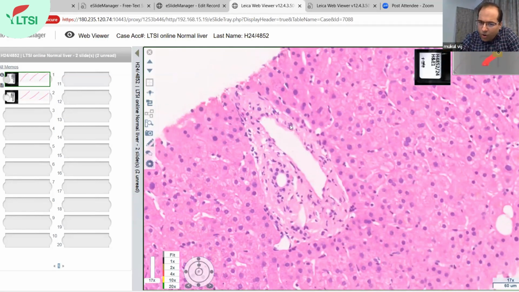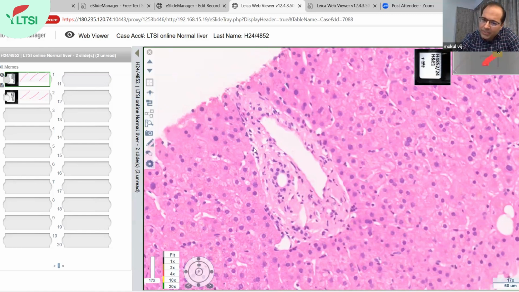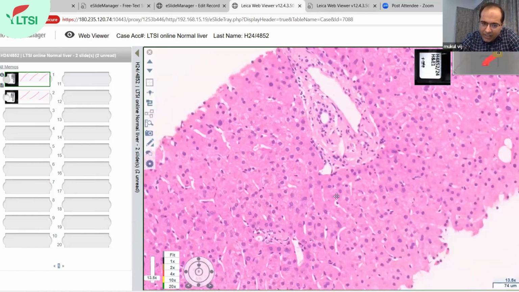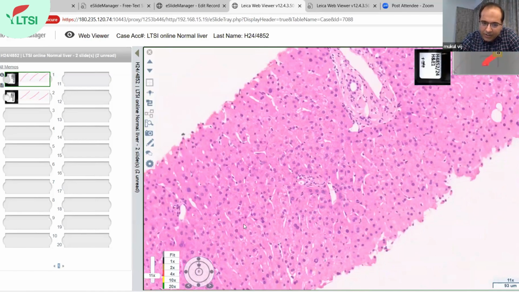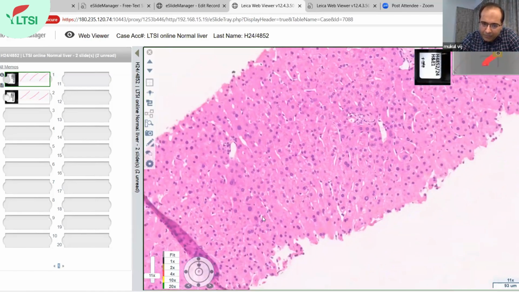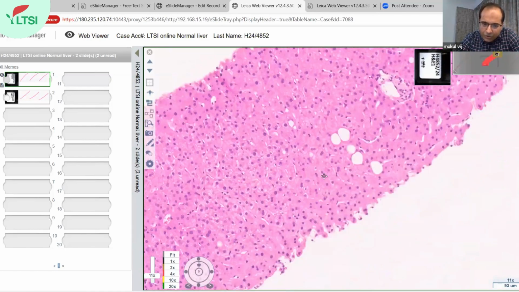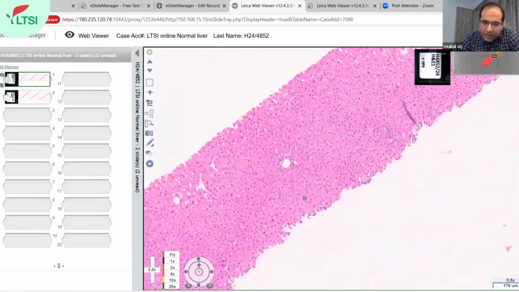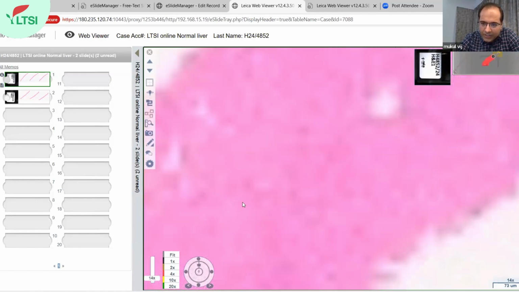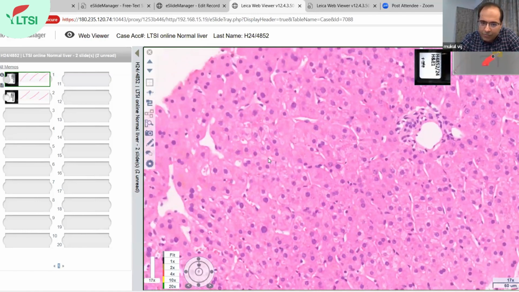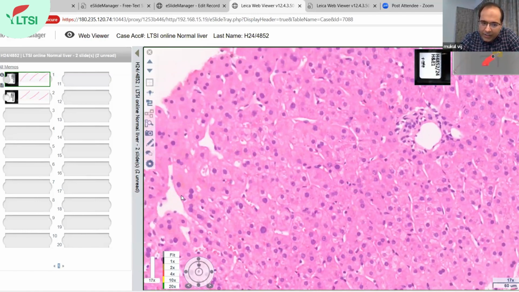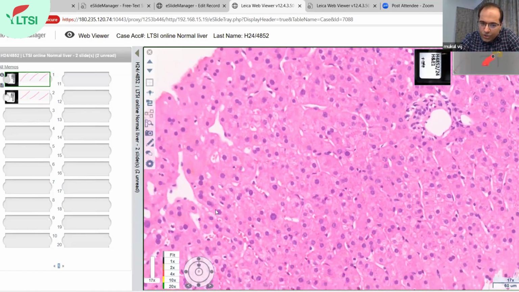In a normal liver biopsy you can see some inflammation, a few lymphocytes here and there, maybe a few histiocytes also. That is all normal and should not be diagnosed as hepatitis. Apart from this there is another portal tract. Then we have the central vein here. This is the central vein, this is the portal tract. From the central vein you can see these cords of hepatocytes.